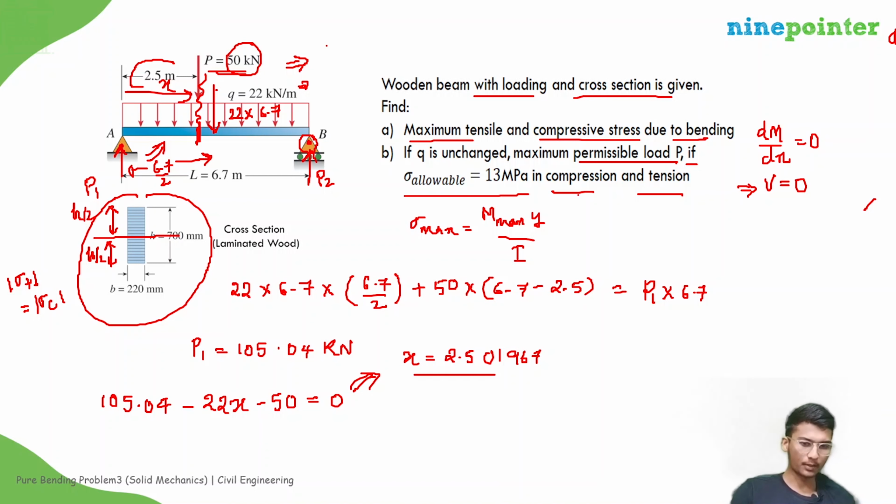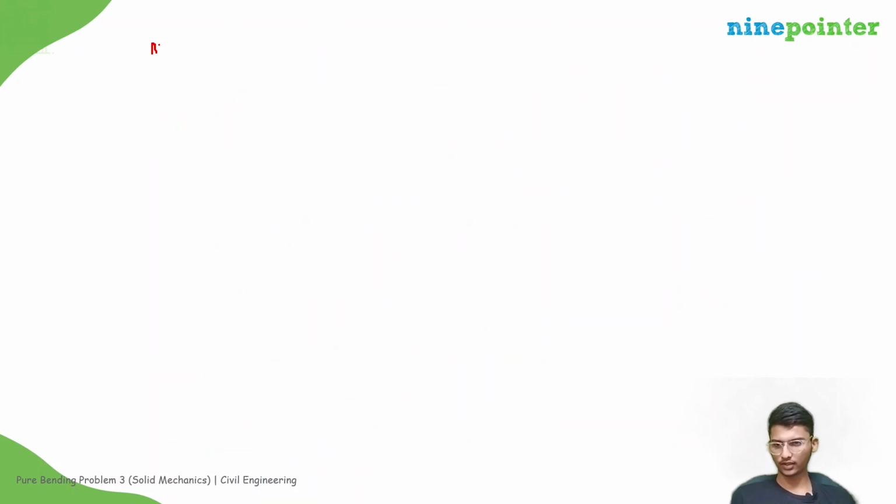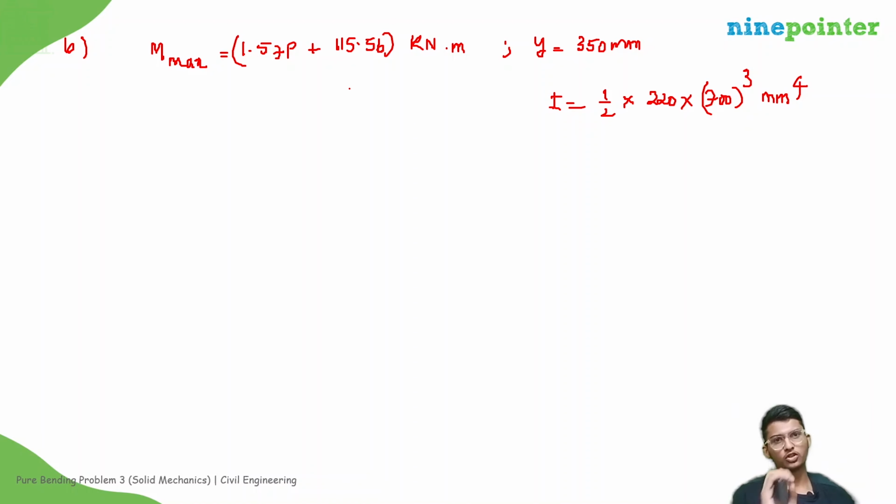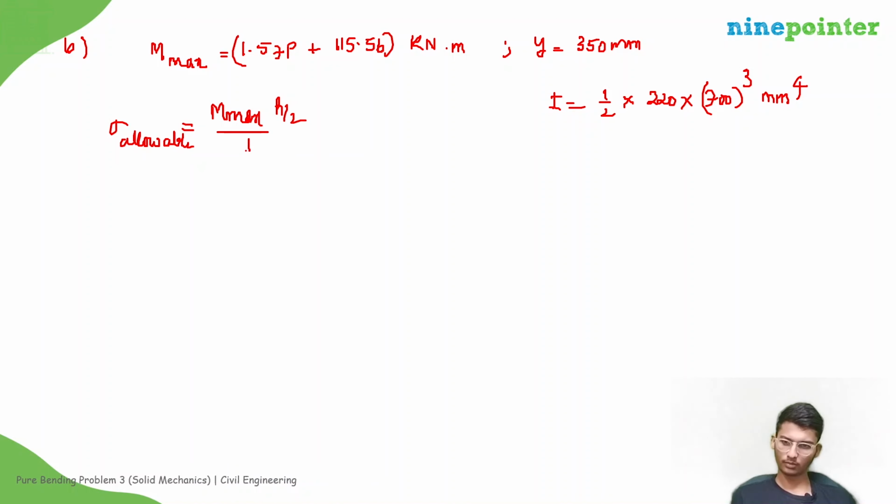So if you calculate M max by replacing P, I am not calculating that, M max will be, for part B, 1.57 P plus 0.56 kilonewtons. This is M max. So we already know the Y, that is H by 2, 350 mm, and we already know the I, that is 1 by 12 into 220 into 700 whole cube mm power 4. So just substitute these values in sigma allowable is equal to M max into H by 2 divided by I.